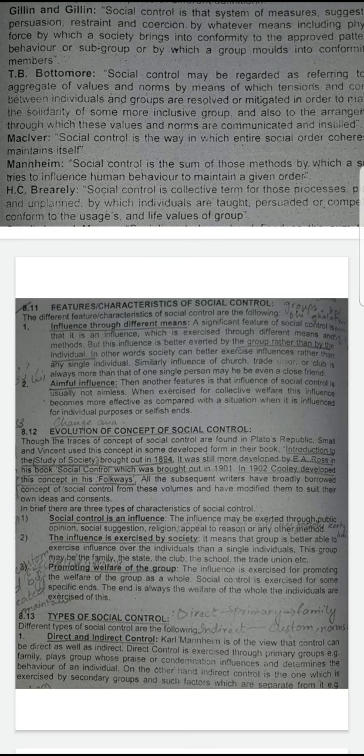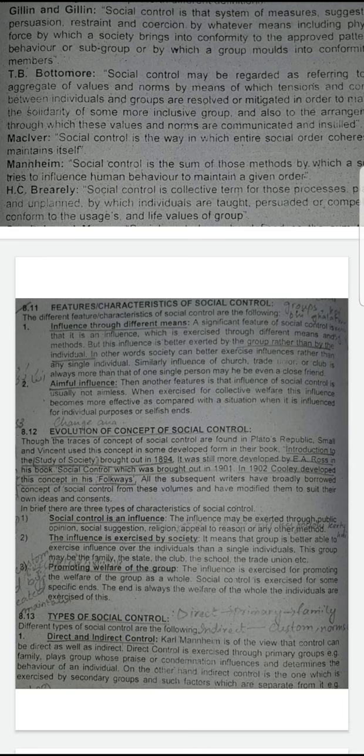What is the evolution or concept of social control? Introduction to the Study of Society, brought out in 1894, was still more developed by E. A. Ross in his book Social Control, which was brought out in 1901. In 1902, Cooley developed this concept in his Folkways. All the subsequent writers have broadly borrowed the concept of social control from these volumes and have modified them to suit their own ideas and contexts.